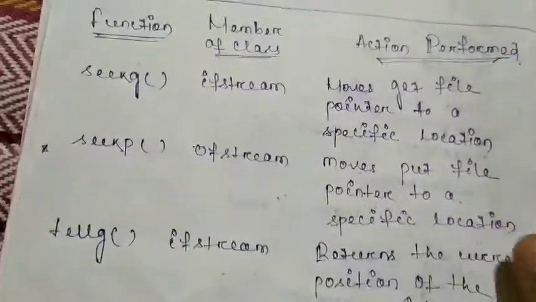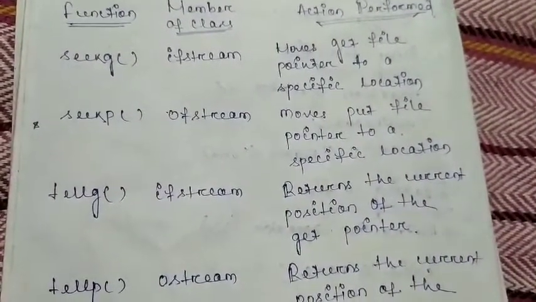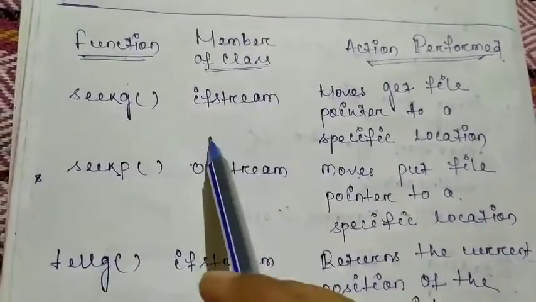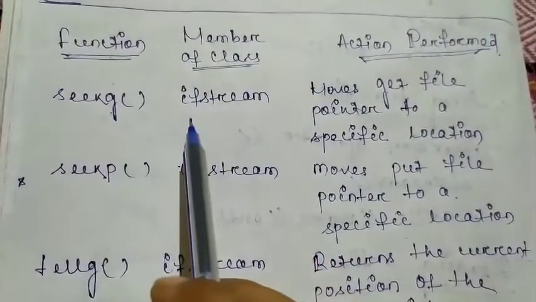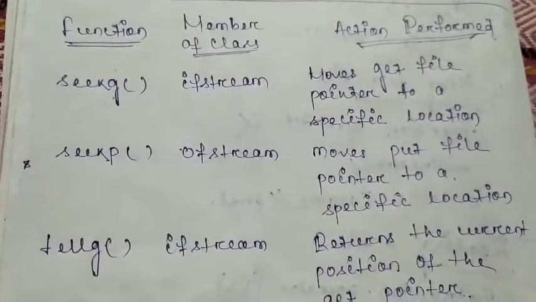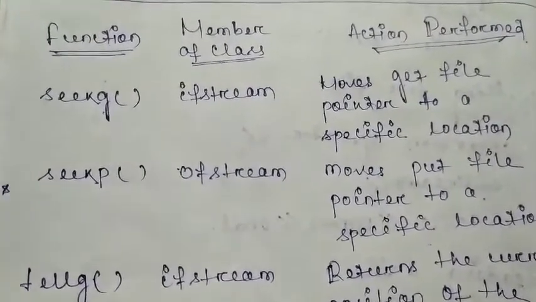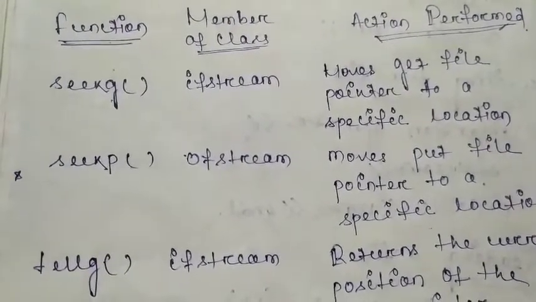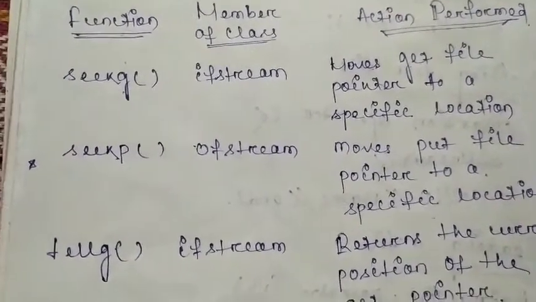So here are the functions through which we use the file pointers. First is your seekg. seekg is a member of class ifstream. That means this function can be called by an ifstream class object. And we know previously how to create an object of ifstream, ofstream or fstream also. It will be better if we use fstream, as it can be used for both input and output.